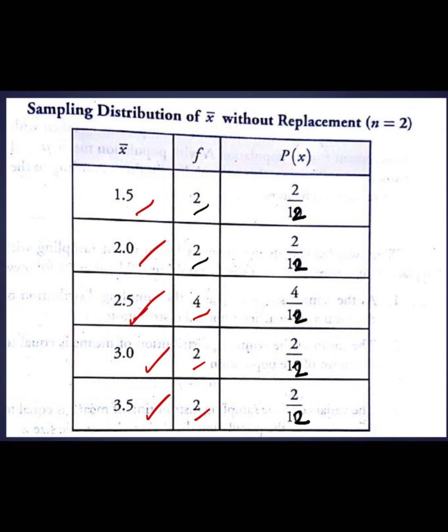Getting now the probability of 1.5, that is 2 over 12. The probability of 2.0 is 2 over 12 also. The probability of 2.5 is 4 over 12. The probability of 3.0 is 2 over 12. And the probability of 3.5 is 2 over 12.